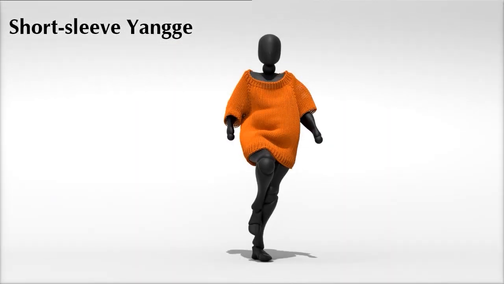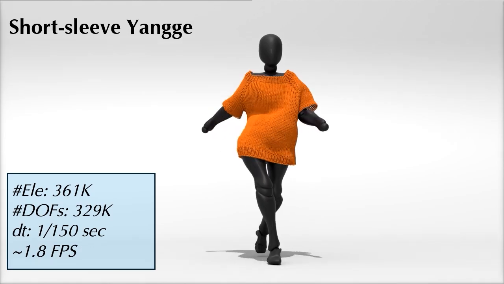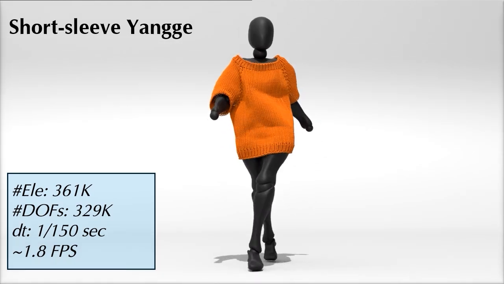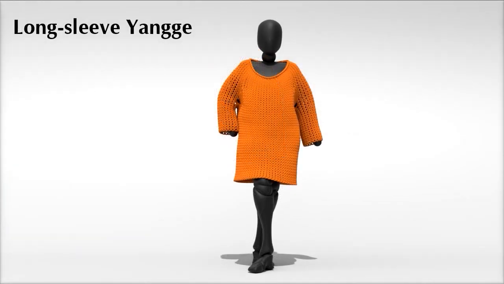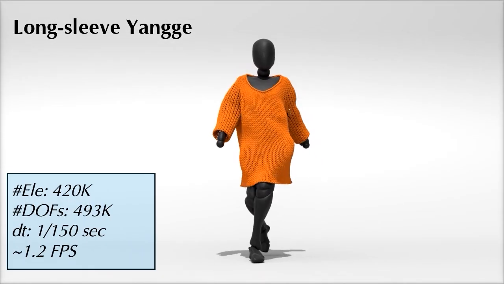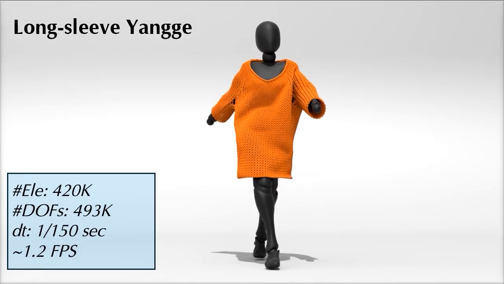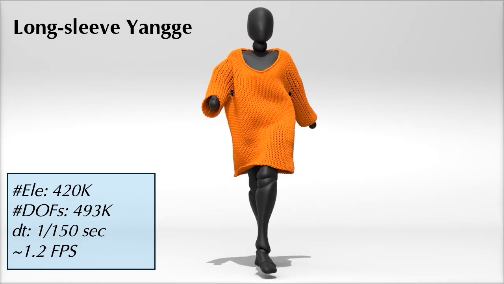We test our method on more full garment animations. Our homogenized material used 329,000 DOF in this example. With our efficient GPU PD simulator, the runtime performance is nearly 1.2 fps with 420,000 elements.